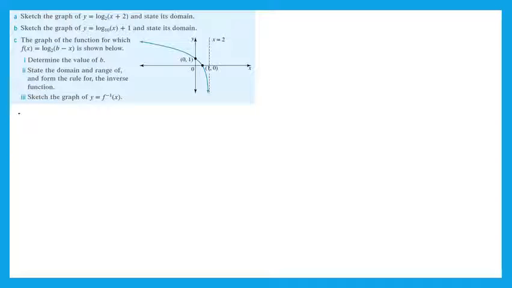Alright, so sketch a graph of y equals log 2 (x plus 2) and state its domain. Now, remember the general shape, h being the vertical asymptote this time. We have a plus 2, which means our h is going to be equal to negative 2.